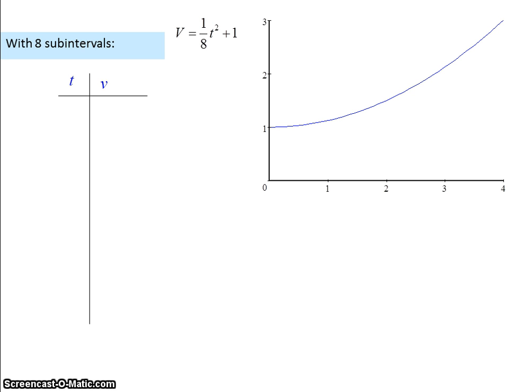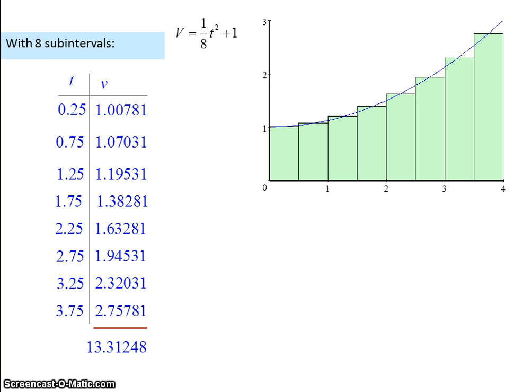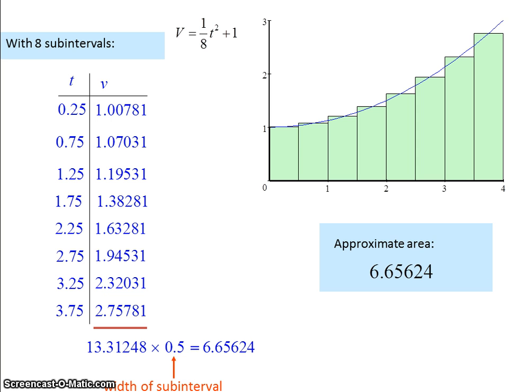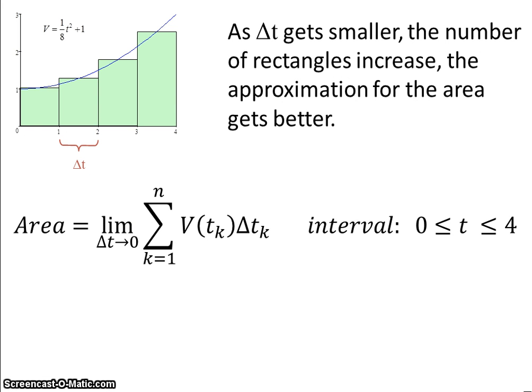Again, we could try it with maybe more rectangles and add up the area, and we'll get 6.65624. But again, these are all approximations. We're getting closer and closer, but it's still an approximation. Well, these are good ideas. What if we were to take the delta t interval, so we tried it at 1 second and then we tried it down to half a second. What if we made this interval as small as possible?